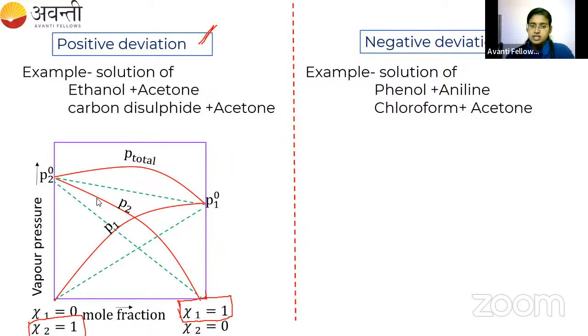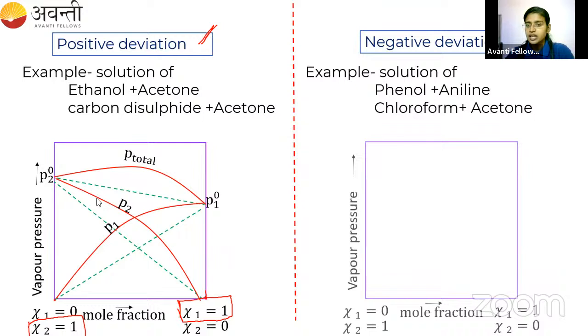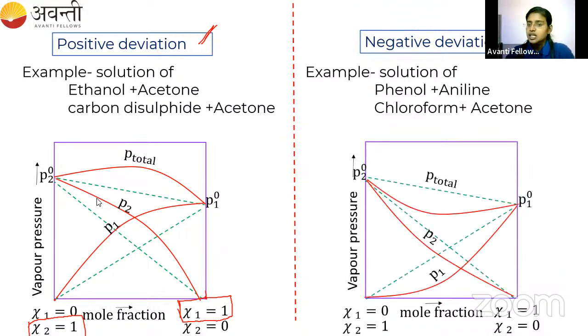So what I was saying. If the curve goes above the ideal solution line, it is the positive deviation curve. In the same way, if I draw the curve below the ideal solution line, then it shows the negative deviation. So very easy, no? Very simple and very easy. If it goes above, it is positive deviation. If it goes below, negative deviation. That's all.